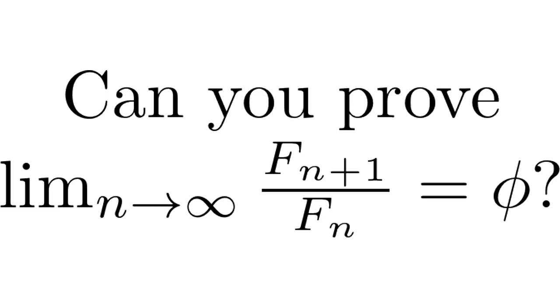Thanks for watching. What relationships between the golden ratio and the Fibonacci numbers can you prove by fiddling around with the definitions? Can you show the limit as n goes to infinity of f of n plus 1 divided by f of n equals phi?